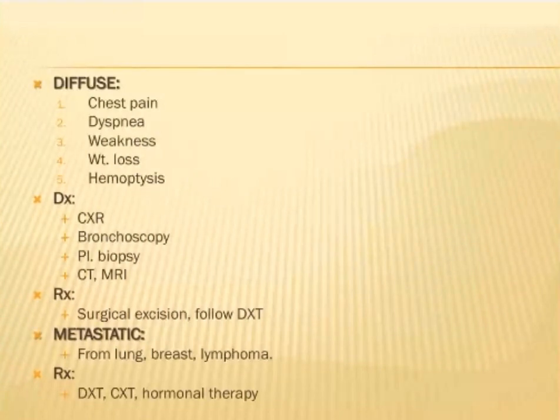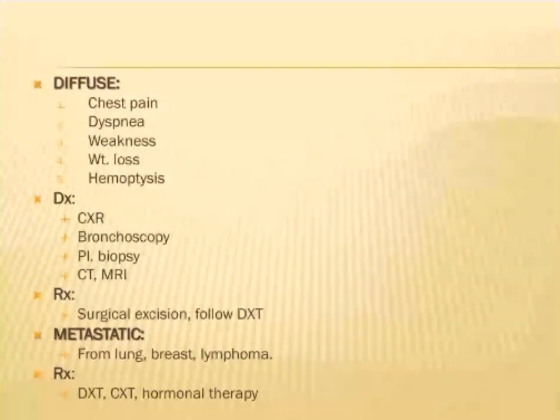Treatment: a surgical excision followed by deep X-ray therapy. A metastasis from the lung, breast, and lymphoma is more common than the primary one. And treatment: if we have metastasis to the pleura, it should be treated by deep X-ray therapy, and we have cytotoxic therapy beside hormonal therapy. These are regarding the empyema.